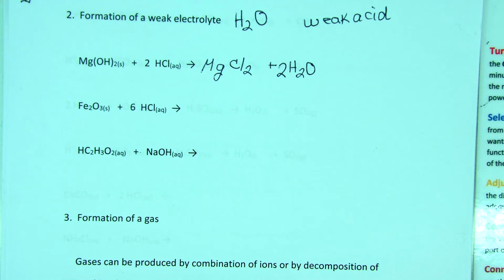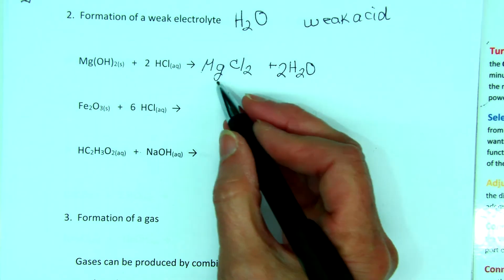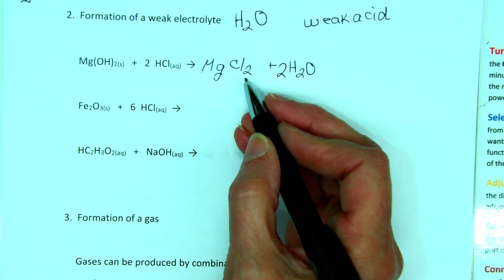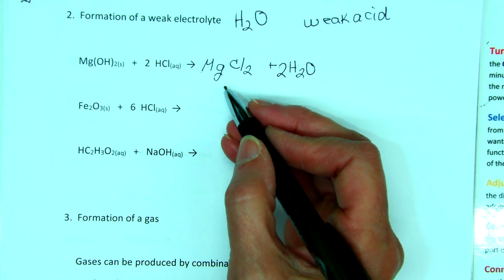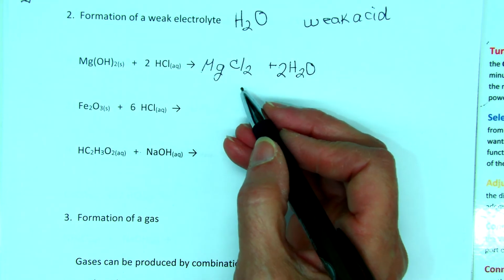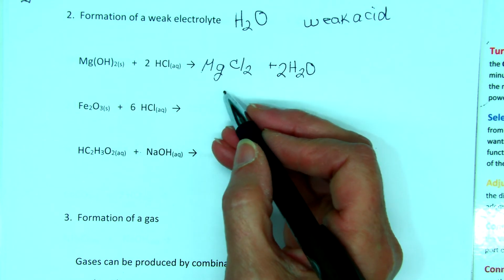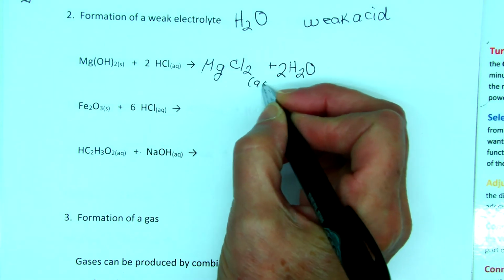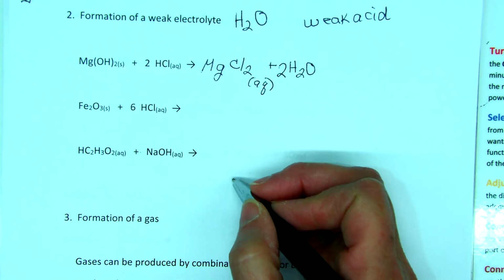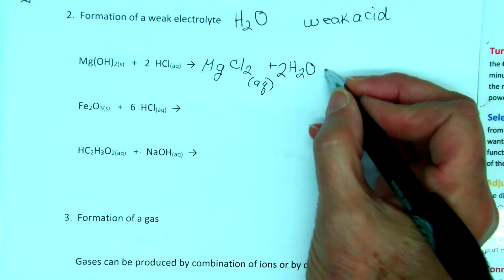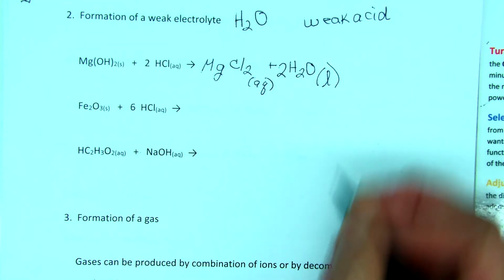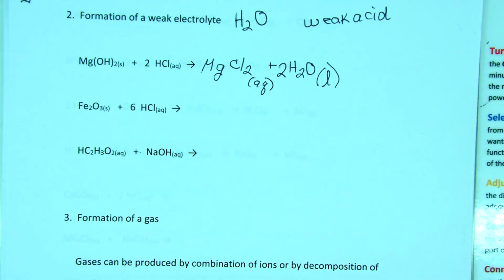Now we need to put our subscripts in for physical state. MgCl2. Well, I don't really know any rules about magnesium, but I know chloride is usually soluble unless it's hooked up with silver, lead 2, or mercury 1. This is magnesium, not silver, lead, or mercury, so this will be aqueous. And we use the AQ subscript because it's dissolved. Then water is a liquid. So I made water, a weak electrolyte, so I have real chemistry.